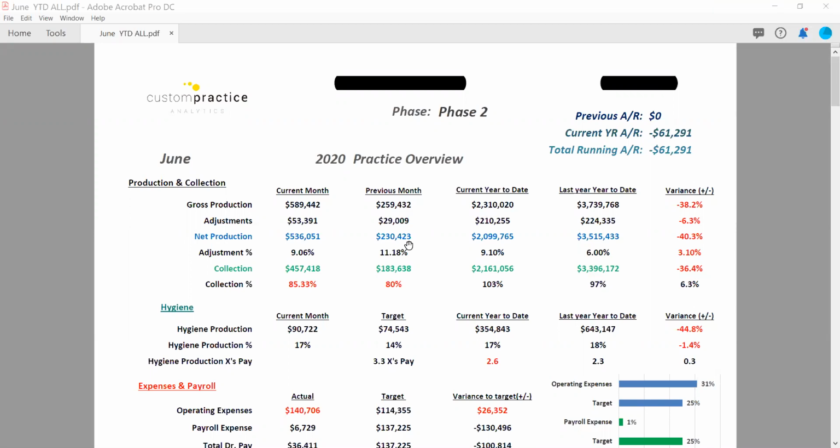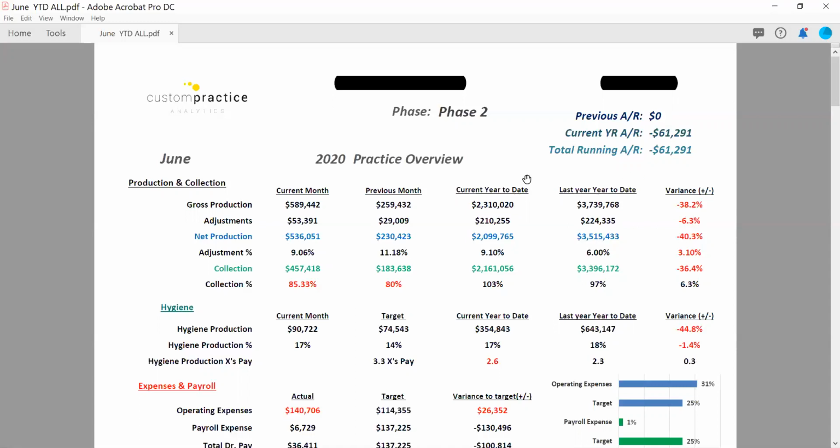So I'm just going to run through these, and stop me if you have any questions. Just interrupt me, please, and I can answer any questions. I'll start with the top section here, which you guys are very familiar with, I hope, which is the production and collection section. We have your gross production, your adjustments, your net production, and so forth, down to collection percentage. You have the current month, previous month column, current year to date, and then last year to date.